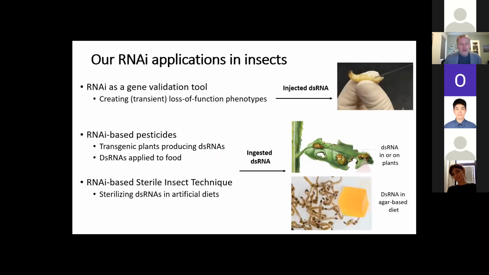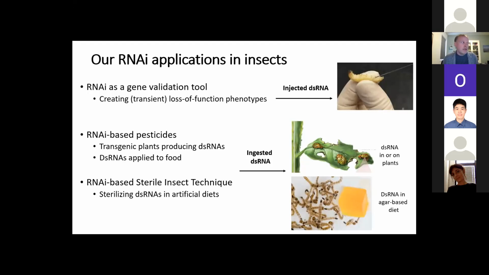My research is focused on applying RNAi for a few reasons that are probably similar to many other people. Firstly, we are interested in RNAi as a gene validation tool to create these transient loss of function phenotypes. In those cases, we often are simply injecting the double-stranded RNA into the insects to get a precise dose delivered to the insects.